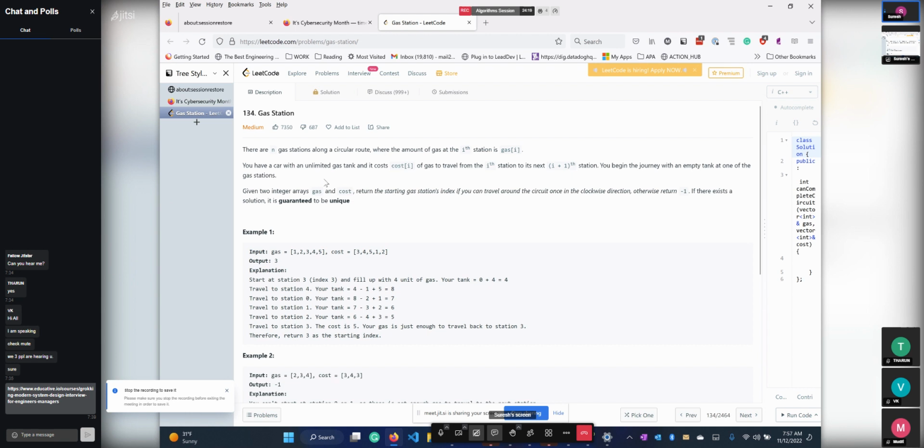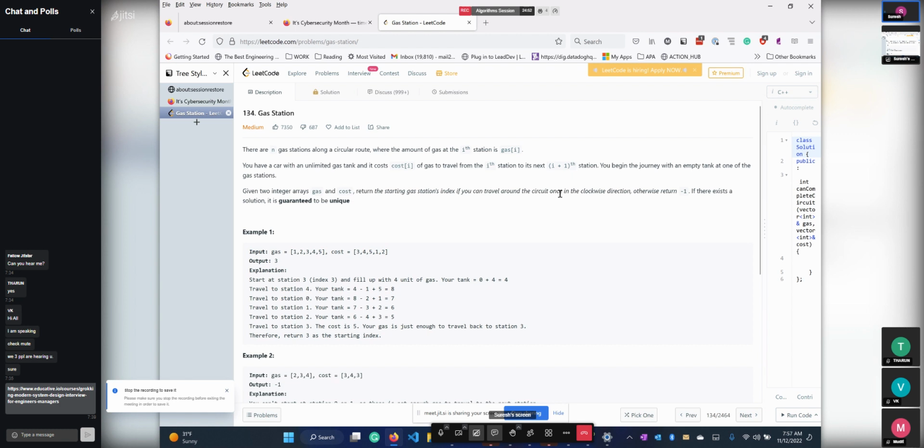Here is the main question. Given two integer arrays, gas and cost, so there are two things we have been given. Return the starting gas station index if you can travel around the circuit once in the clockwise direction. What that means is we need to find at what location, if you start, you will be able to complete the whole circle, basically covering all the gas stations.